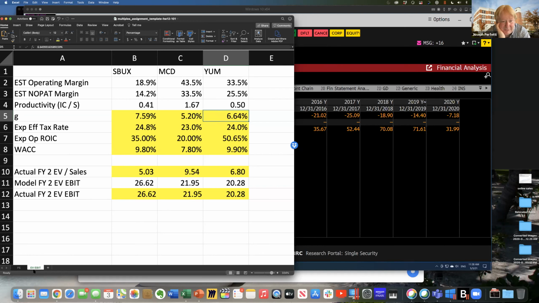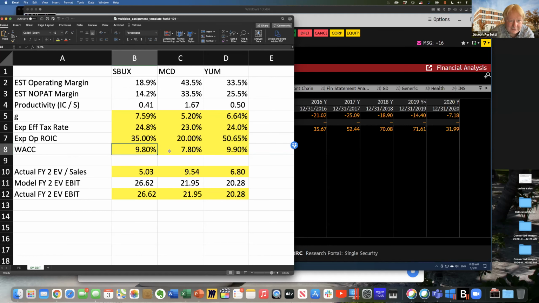McDonald's is trading at a premium over Yum in EV to EBIT, 22 versus 28, because McDonald's has the lowest WACC in the industry at 7.8%. So despite the fact that McDonald's has lower growth and a lower spread than Yum and Starbucks, they have a premium in EV to EBIT because of this lower WACC, 7.8 versus 9.9.